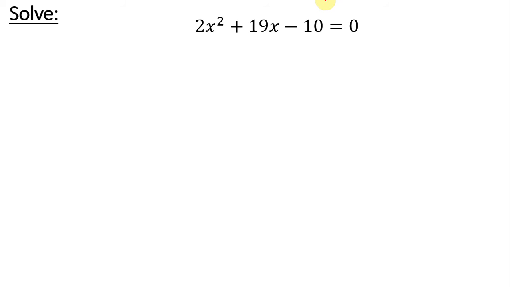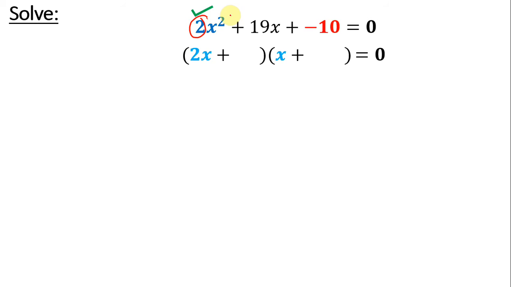Problem 3. 2x squared plus 19x minus 10 equals 0. Now, this problem is going to look a little bit different from the problem before, and that's because here we have a 2 on our term of x squared. It's not going to make it that much more difficult, but it does add an additional thing that we have to consider.